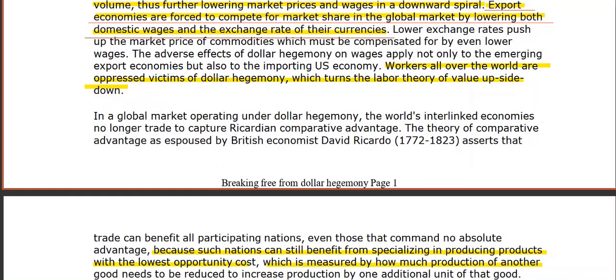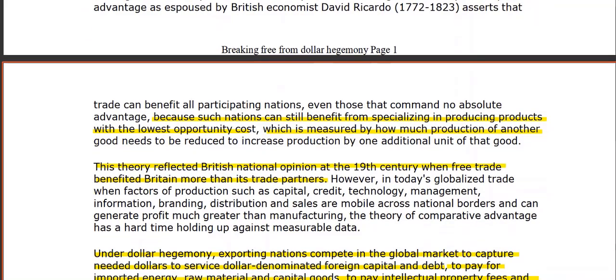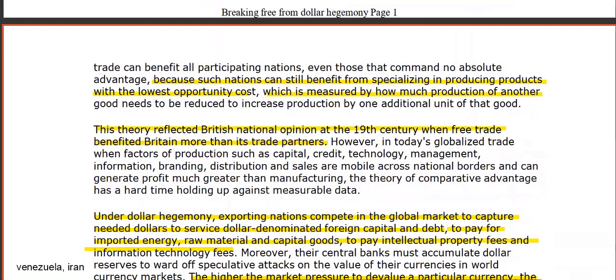In the global market operating under dollar hegemony, the world's interlinked economies no longer trade to capture comparative advantage. The theory of comparative advantage espoused by British economist David Ricardo, for all you conservatives, asserts that trade can benefit all participating nations, even those that command no absolute advantage, because such nations can still benefit from specializing in producing products with the lowest opportunity cost, which is measured by how much production of another good needs to be reduced to increase production by one additional unit of that good. All right, I hope you economists understand that. I'm not even going to try.